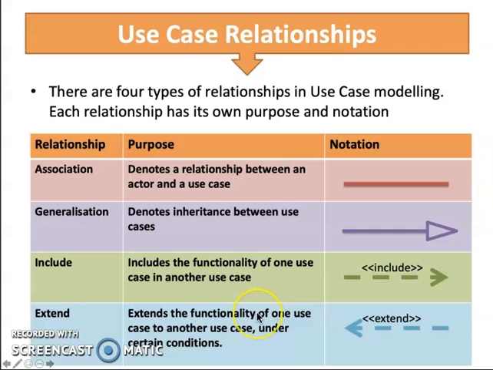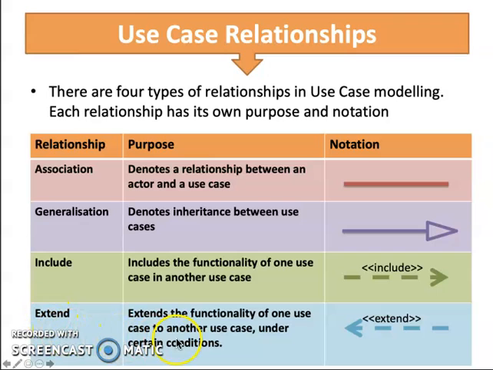Then we have the four relationships over here. We have the association, which denotes a relationship between an actor and a use case. This is a straight line, as you saw in the previous picture. We have a generalization, which denotes inheritance between the use cases, and this is depicted through this notation of an open triangle. We have include, which indicates the functionality of one use case needing to be included in another use case, and this is represented through a dashed line with an arrow and the word include written just like this with these pointy brackets.